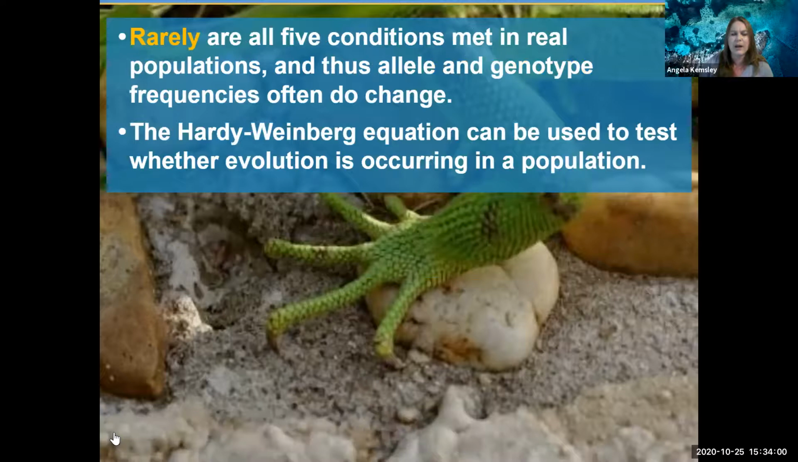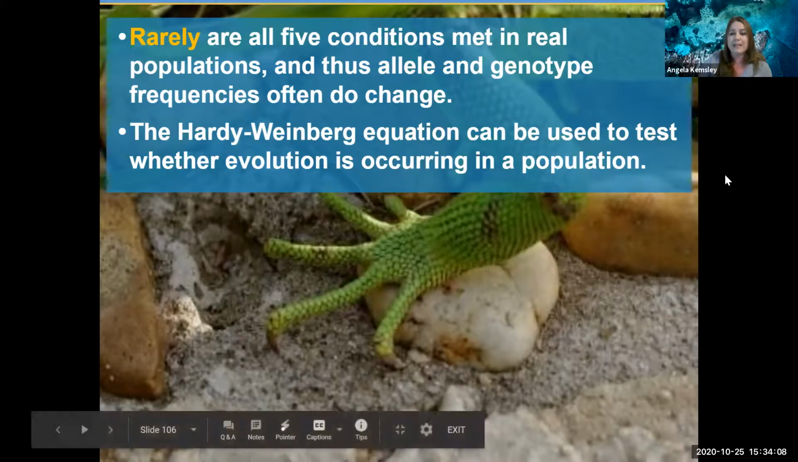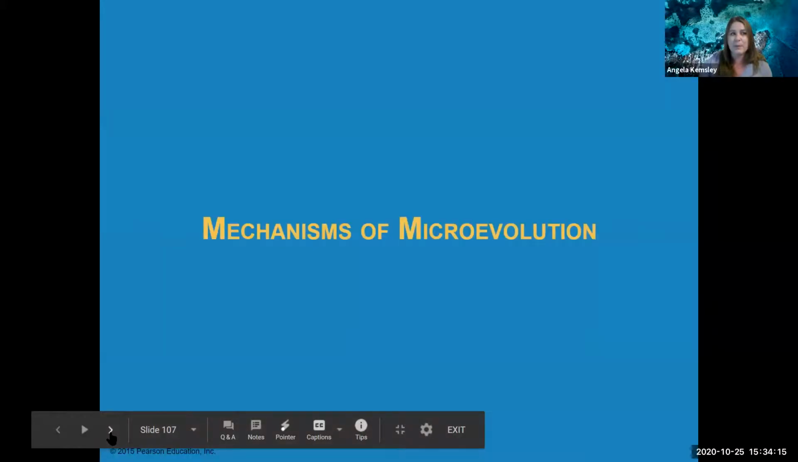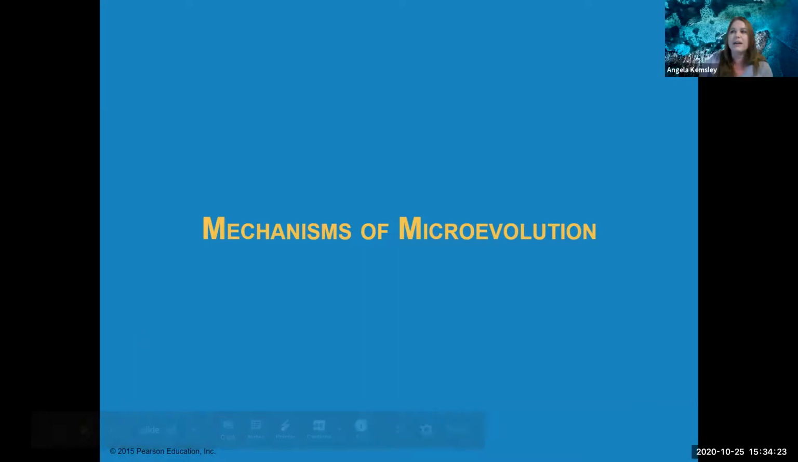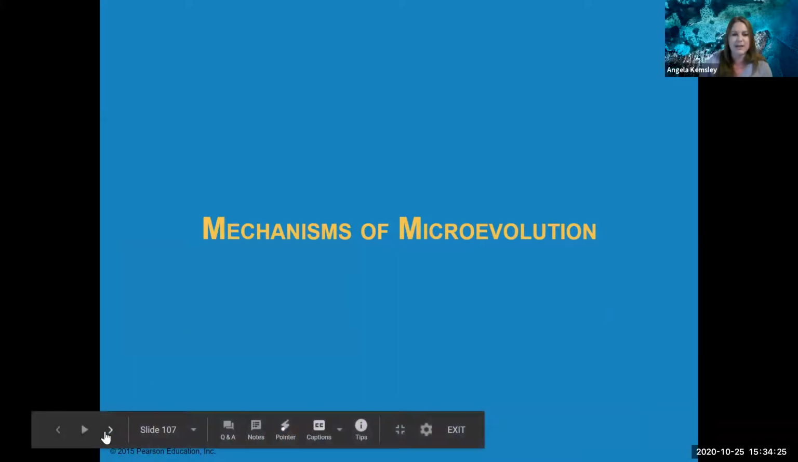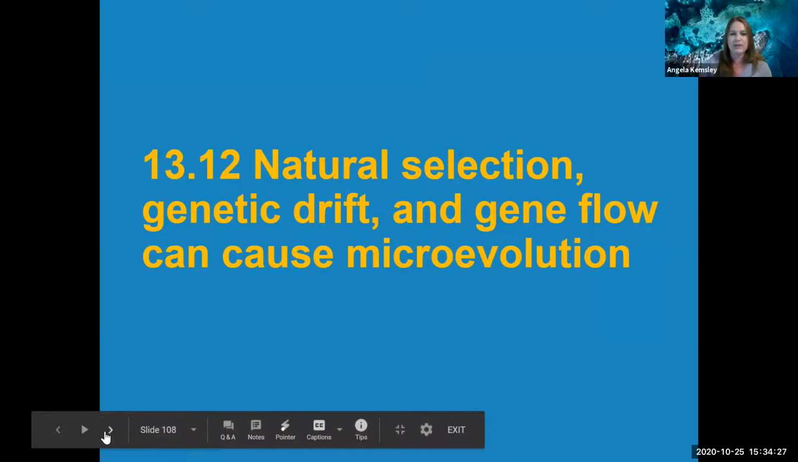So what is going on? Rarely are all 5 conditions met. So allele and genotype frequencies are often changing, but the Hardy-Weinberg equation can be used to test whether evolution is occurring in a population. Hardy-Weinberg equilibrium is rarely ever happening. So what are these other things going on? What is causing evolution? Let's take a look at mechanisms of microevolution.